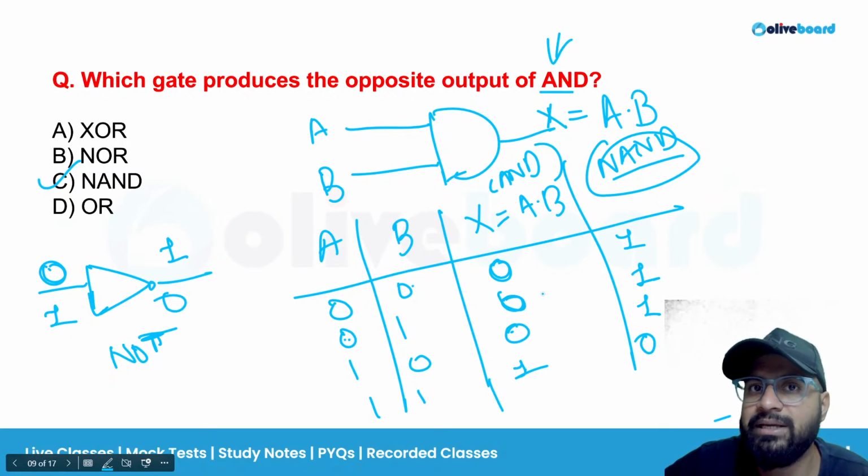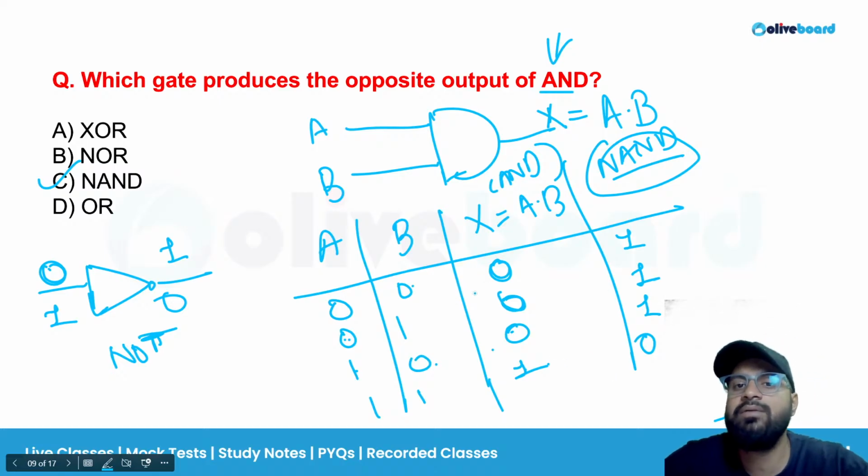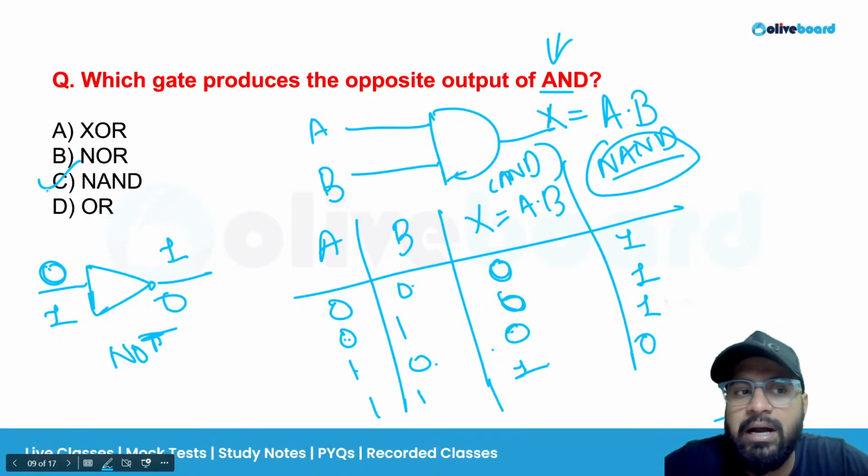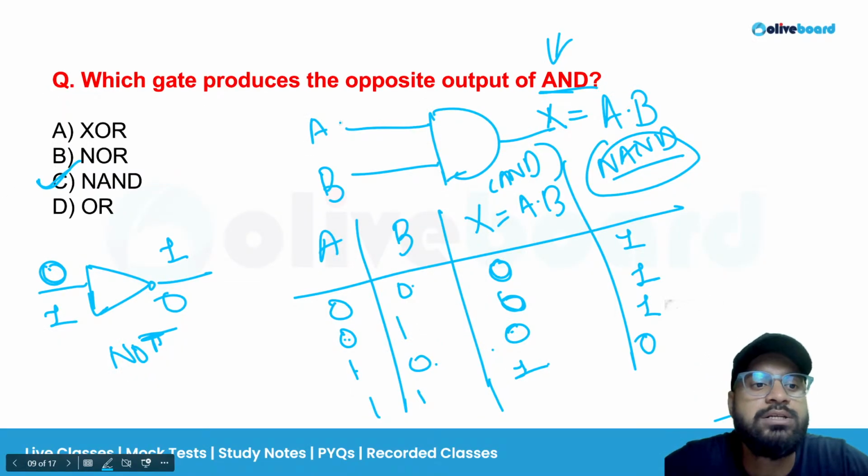I'm talking about the OR gate, sorry. 1 plus 0 will be 1 here, and 1 plus 1 will be 2, so we get 1 here. So like this, students, you can see how it works. I hope that is clear here. Is it clear how this is the opposite of an AND gate? Because we are using a NOT gate here.